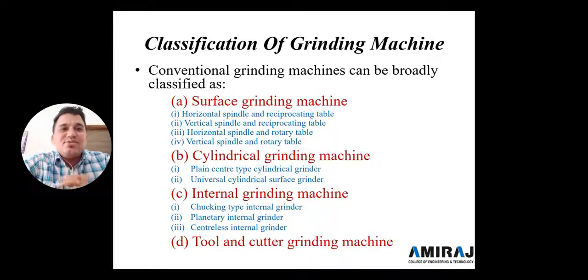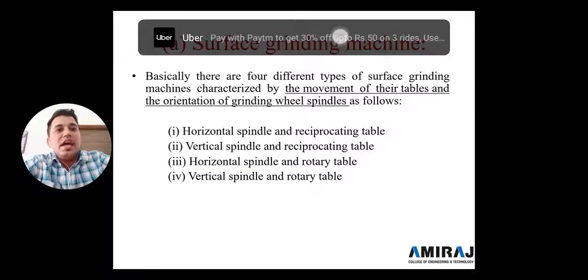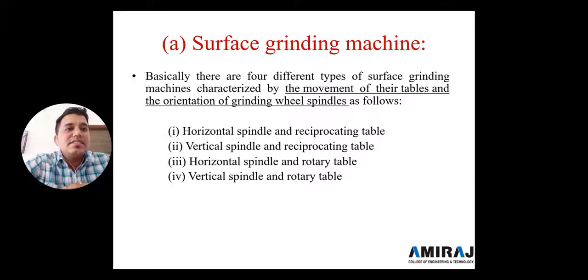As shown in the slide, conventional grinding machines can be classified into four categories: surface grinding machine, cylindrical grinding machine, internal grinding machine, and tool and cutter grinding machine. Each category has further sub-categories. Let's start each and every category in detail. Here, as shown, first is the surface grinding machine.